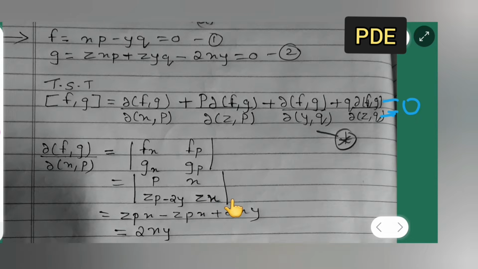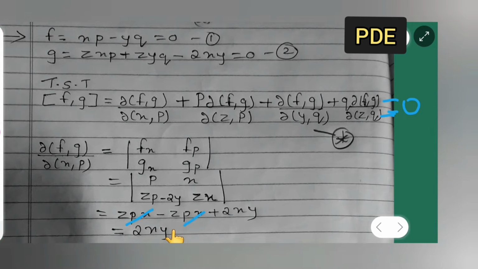Now basically this is equal to what? p into zx, so multiply this with this. So zpx minus, multiply this x with this one, so minus zxp plus 2xy. This minus and minus will be plus 2xy. So what is going to happen is zpx, these two terms will get cancelled. What is going to remain is only 2xy. So write down here.